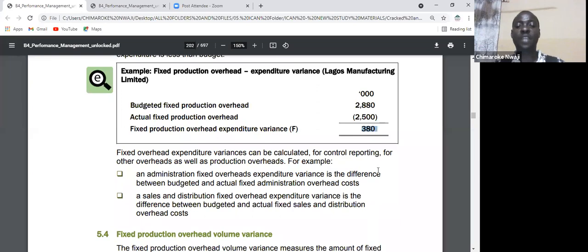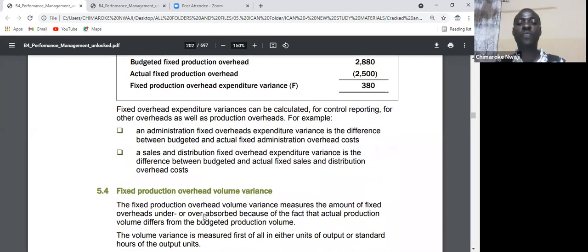Fixed overhead expenditure variances can be calculated for control reporting for other overheads as well as production overheads. For example, an administrative fixed overhead expenditure variance is the difference between the budgeted and the actual fixed administration overhead. We can do the same thing for selling and distribution. So what we have in the fixed budget compared with what we have at actual, you will see if you have an expenditure variance. So we said the total fixed overhead variance is broadly divided into two: expenditure variance and volume variance.